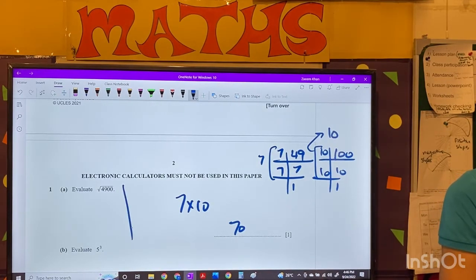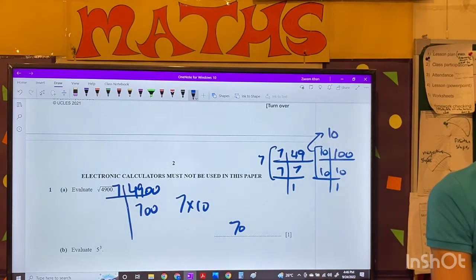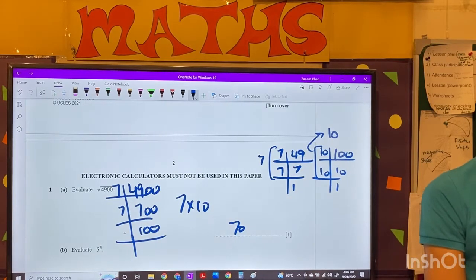If you're not comfortable with this, you can do it like this as well. Continue with the number which you think you can handle. So let's say 7. 7 into 700. Then 700 would give us 100. Think of a number here which when multiplied by itself gives us 100. So we're going to go with 10 and 10.